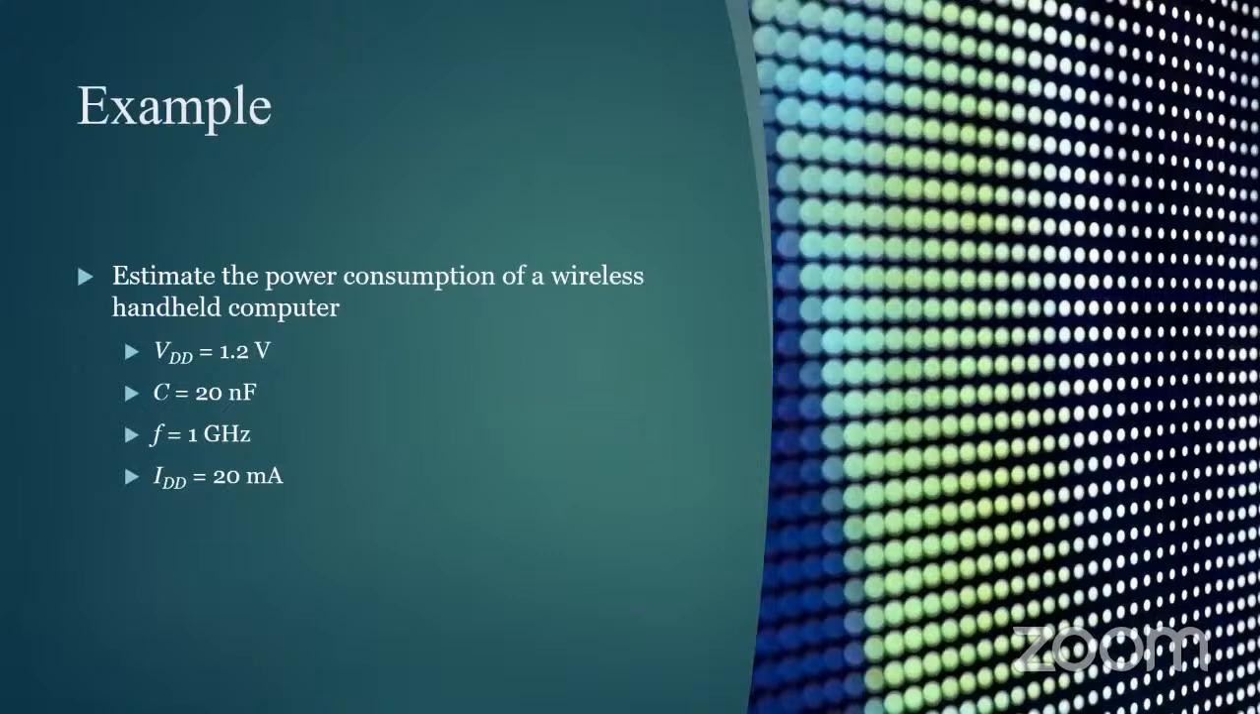Now there is a quiz, or a simple question, for all the students listening to this video right now. You have to estimate the power consumption of a wireless handheld computer, and the values mentioned are: VDD is 1.2 volt, capacitance is 20 nanofarad. The frequency on which this device is working is 1 gigahertz, and the current flowing through the circuit is 20 milliampere. So you have to calculate the power consumption of this circuit.